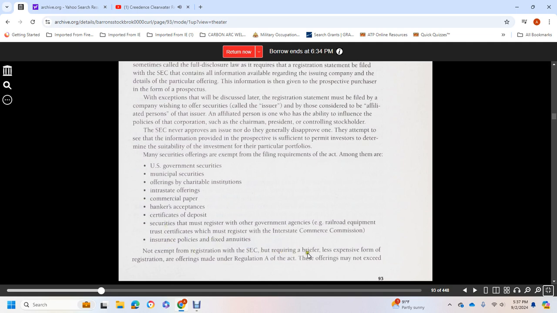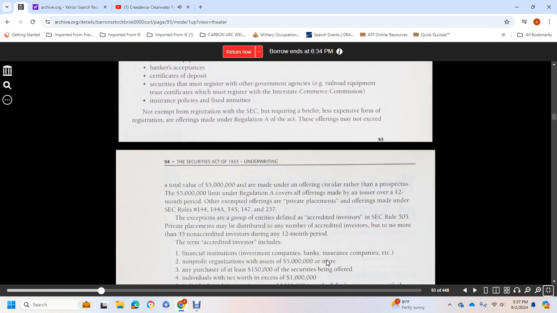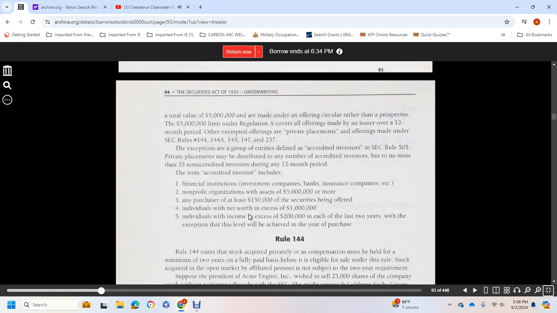The Securities and Exchange Commission requires a briefer, less expensive form of registration for offerings under Regulation A of the Act. The offering may not exceed a total value of $5 million and is made under an offering circular rather than a prospectus. The $5 million limit of Regulation A covers offerings made within a 12-month period, together with other exempt offerings. Private placement offerings are made under SEC Rules 144, 144A, 145, 147, and 237.